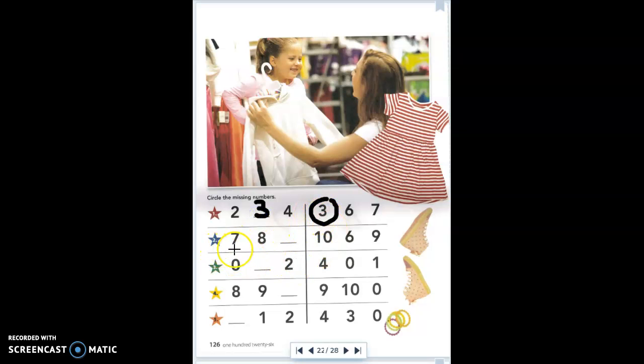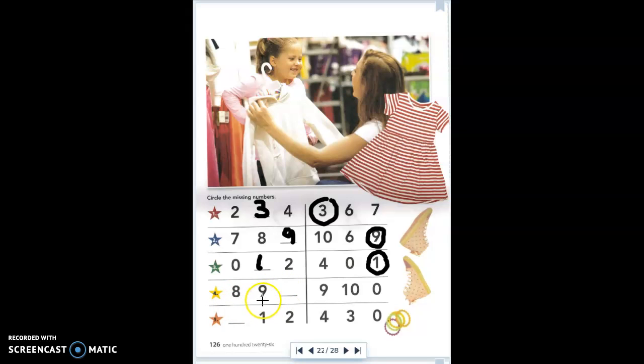For number 2, they've given me 7, 8, and I need to figure out which number comes next. So if I'm counting, it would be 7, 8, 9. 9 is the number that would come next. It's the missing number. Let's look at number 3. I have 0, a blank, and 2. What number comes between 0 and 2? Well, I can count. 0, 1 would be next, so I need to circle the 1 and write 1 on the line.